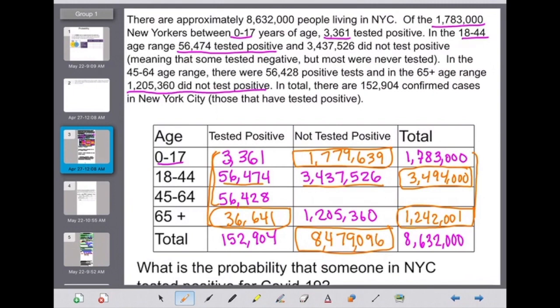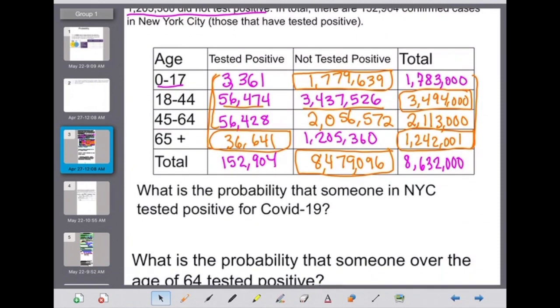And then I can just keep going. I can add up these three and subtract it from the total, and I get 2,113,000. And the last one right here, I can just subtract 56,428. So this is what you always want to do first, is complete everything in your table. And now you can find all the probabilities that you need to.